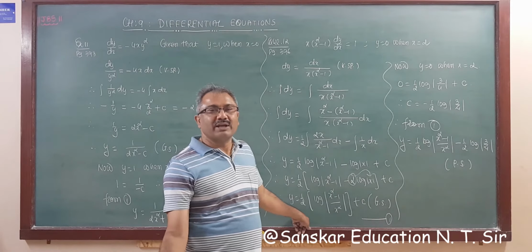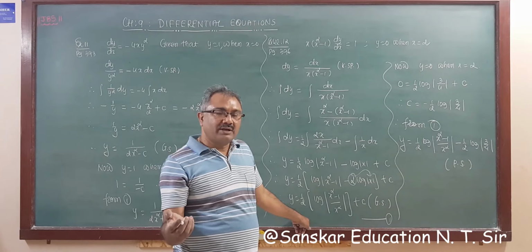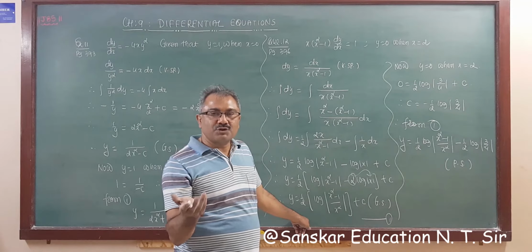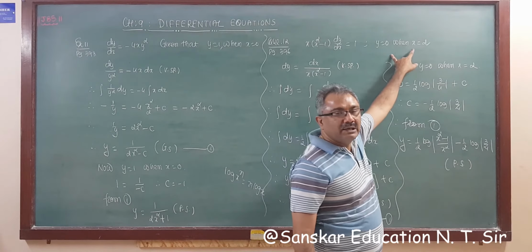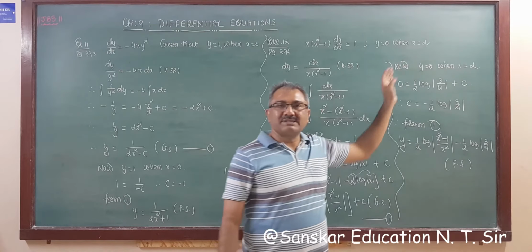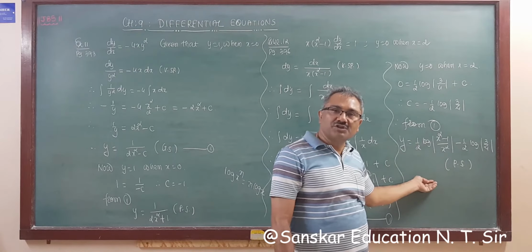Got it? तो क्या किया हमने? कुछ नहीं, जो जनरल सॉल्यूशन मिलता है आपको, राइट? After getting a general solution, what you have to do is use the given condition, the initial condition, to get the value of c and replace c in the general solution, and you will get your particular solution.